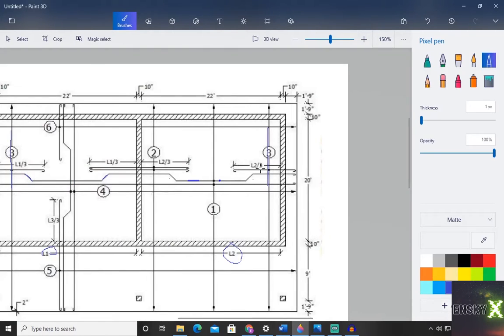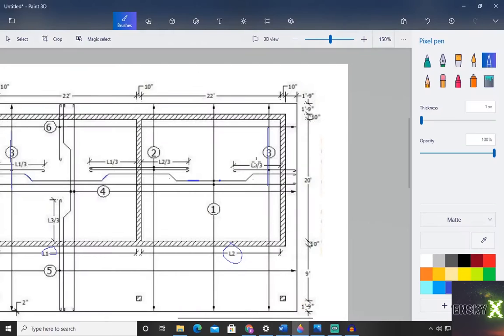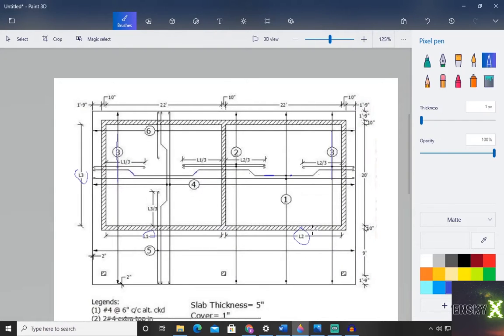Then again come here, L2/3. So 22 feet divided by 3 plus 10 inch plus 1 feet 9 inch, then minus 2 inch. Look here, 1 feet 9 inch minus 2 inch plus 10 inch plus 22 feet divided by 3, we get 9.75 feet. So what we actually did here is the same as one side. If you just calculate it on one side, then you are actually getting the other side also.